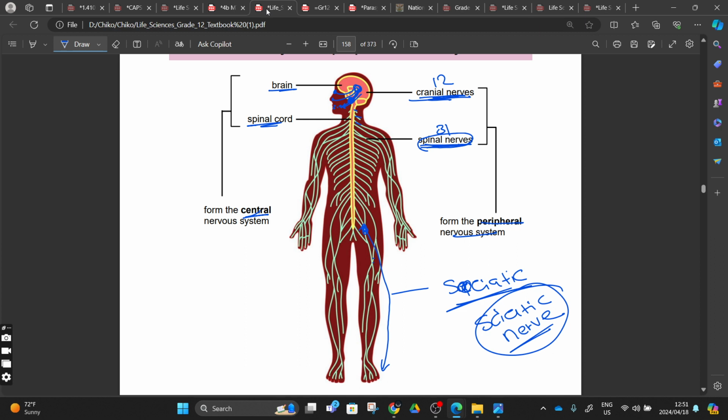So we can move on. For the peripheral nervous system, there's no interpretation here. It's just the movement of impulses away from or into the central nervous system.